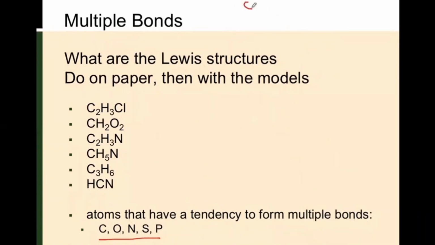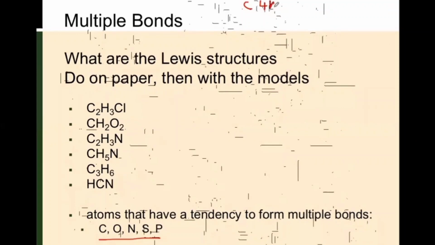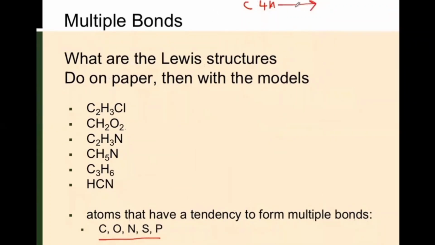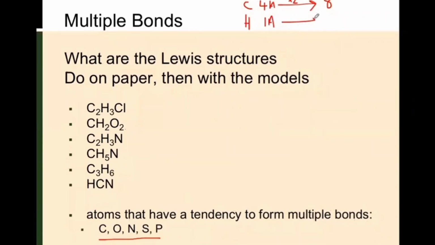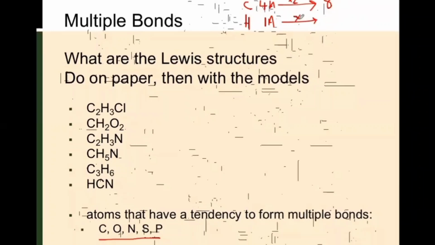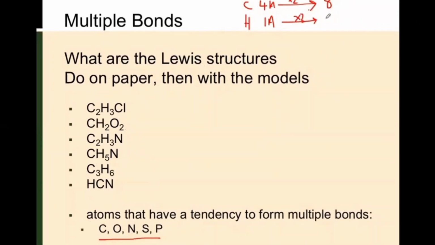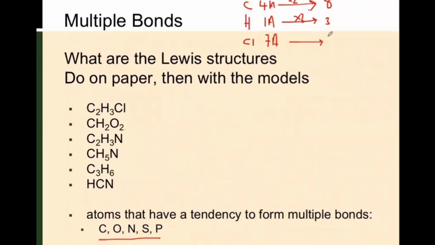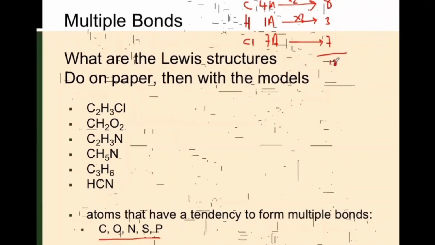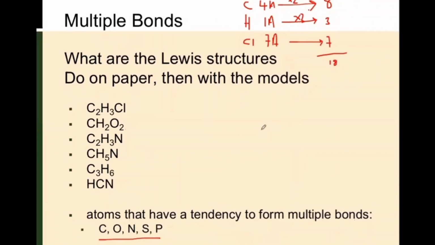I'll start up here. So carbon is in group 4A. There's 2 of those, so that's going to be 8 electrons. Then hydrogen is in group, well, 1A, I guess. It's not really definitely in group 1A. So it's 3 of those, so times by 3. And then chlorine is in group 7A. There's only 1 of those, that's only 7 electrons. So we look at this, we have 18 electrons.